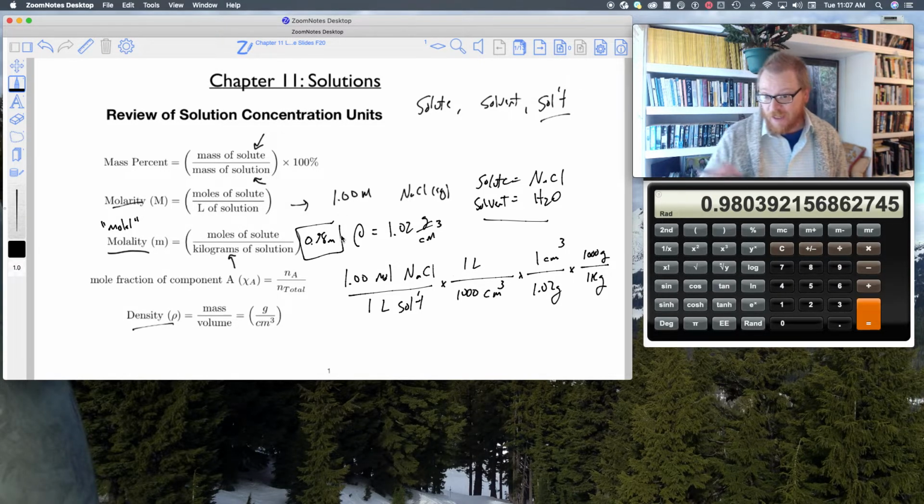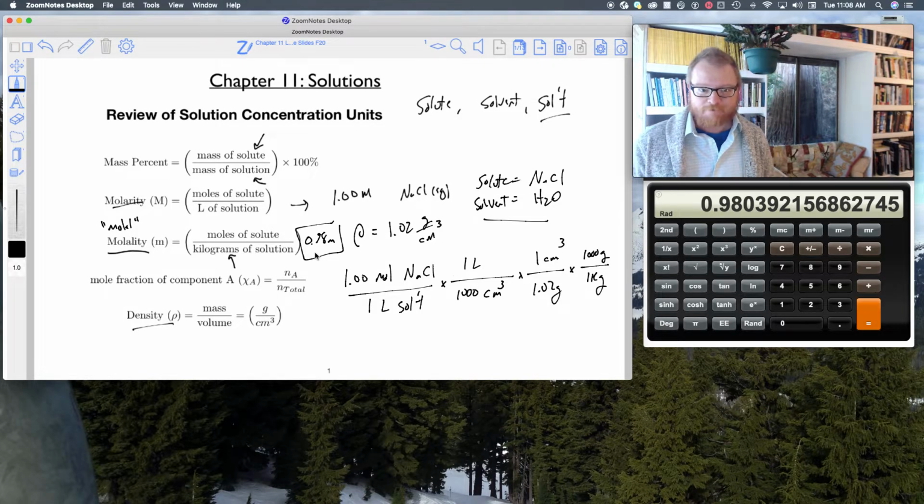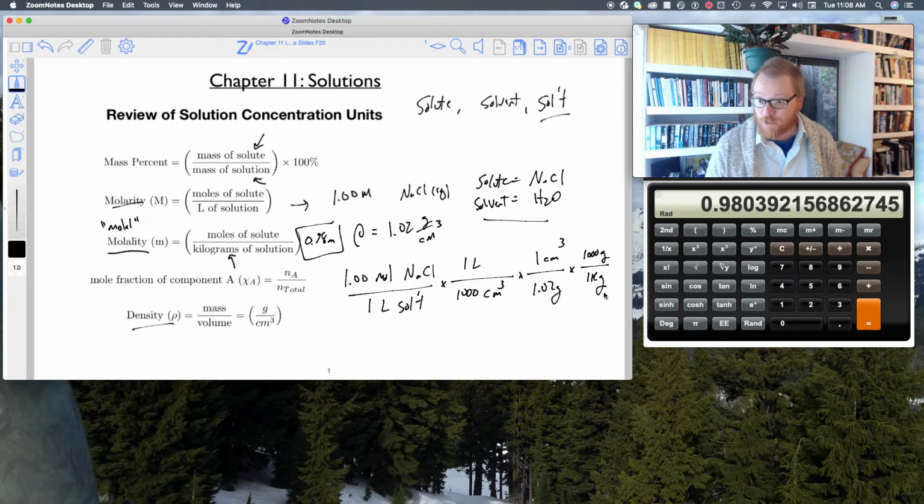And so you might be thinking, those are very similar, so why does it matter? Well, when the density of our solution is much different than the density of, let's say, pure water, then it does make a big difference. Okay? But all the same, you should be able to convert from molarity to molality. And we have to remember this process of doing dimensional analysis. So this is good review at the end.